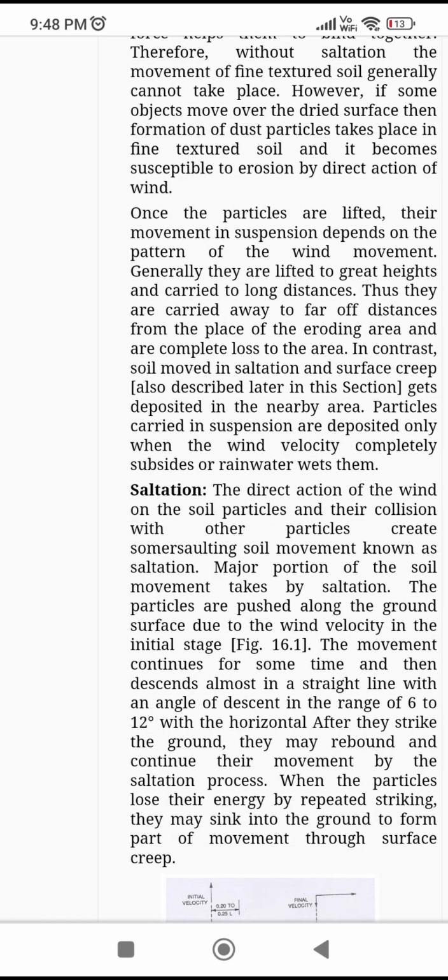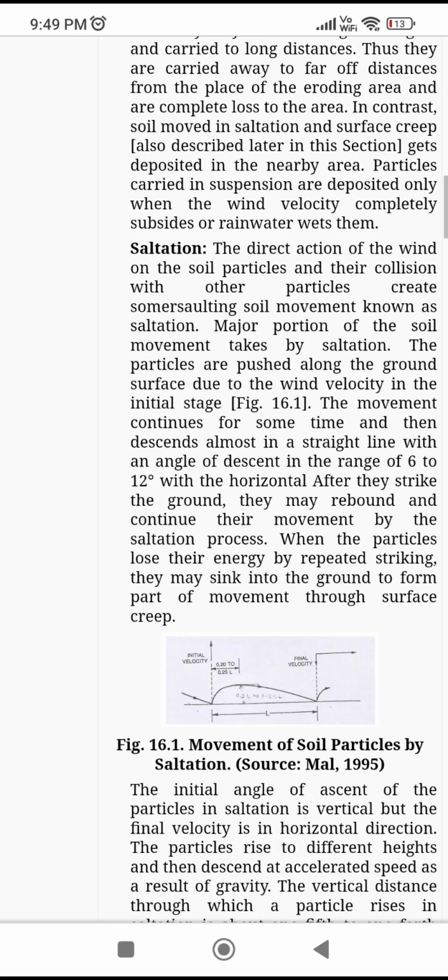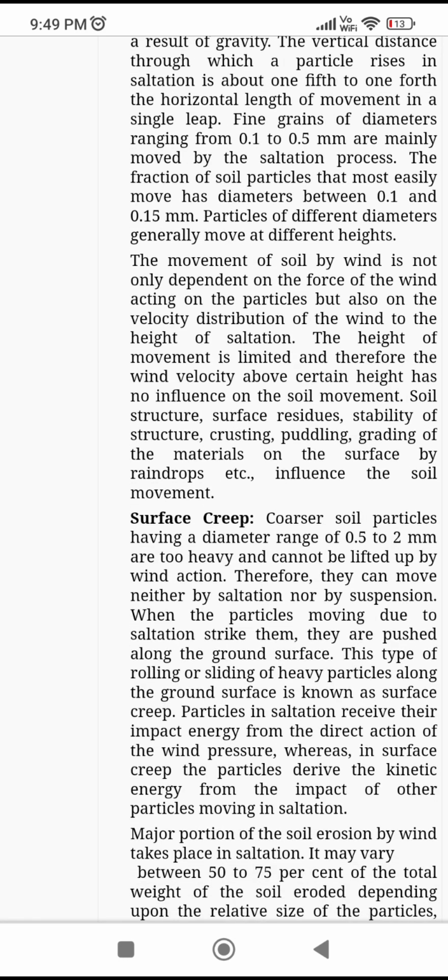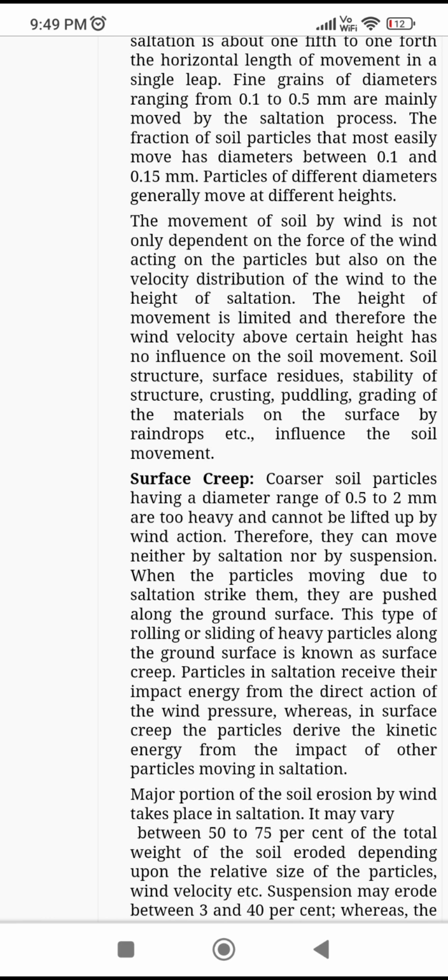Then saltation: the direct action of wind on the soil particles and their collision with other particles create somersaulting soil movement known as saltation. Then surface creep: coarser soil particles having a diameter range of 0.5 to 2 mm are too heavy and cannot be lifted by wind action. Therefore, they can move neither by saltation nor by suspension. When particles moving by saltation strike them, they are pushed along the ground surface. This rolling or sliding of heavy particles along the ground surface is known as surface creep.